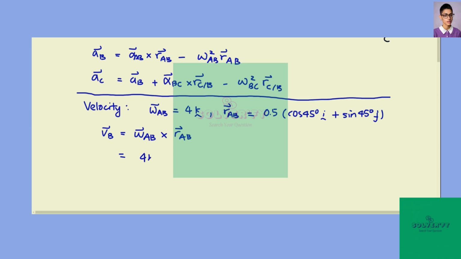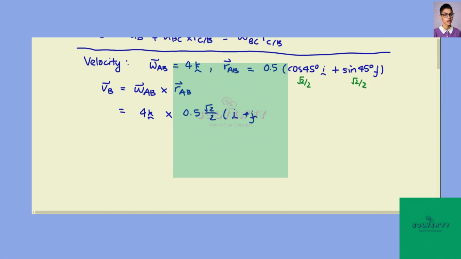So this is 4k cross 0.5 times root 2 over 2 (I plus J), since cosine 45 degrees and sine 45 degrees are both square root 2 over 2. So we have square root 2 times (minus I plus J), because k cross I gives J and k cross J gives minus I.